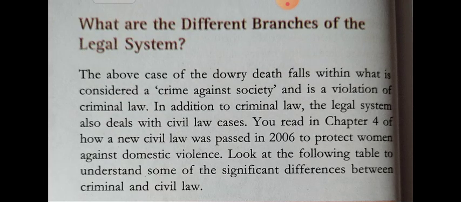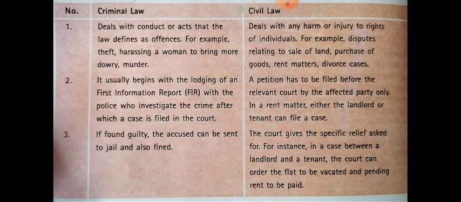Okay, so the next topic is what are the different branches of the legal system. The different branches of the legal system are criminal law and civil law. Criminal law deals with offenses that are committed against society, for example, theft, harassing a woman to bring more dowry, and murder. It metes out varying degrees of punishment commensurate with the crime committed.